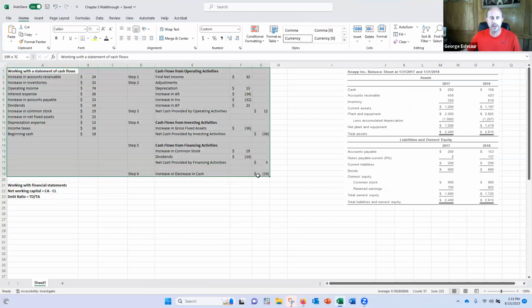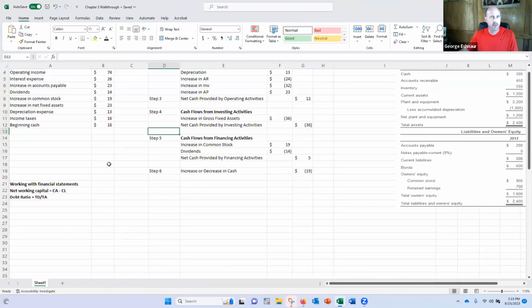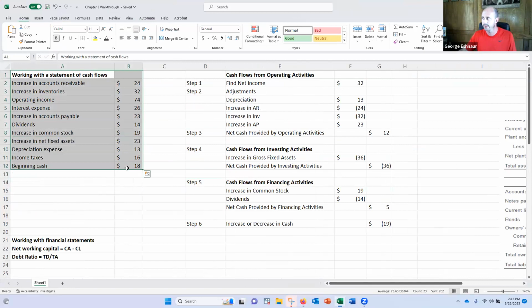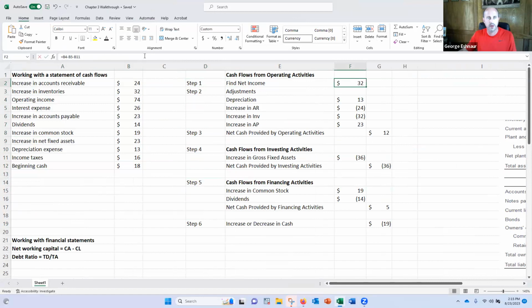So this is a way to work it out in Excel. This is basically the pop-up that we had. And everybody can see this, right? Yeah. So I put everything down and then I said, step one, find net income. So I took operating income minus interest expense minus income tax. Then I had our adjustments laid out and listed them exactly how they were here, but then figured out whether they were positive or negative.